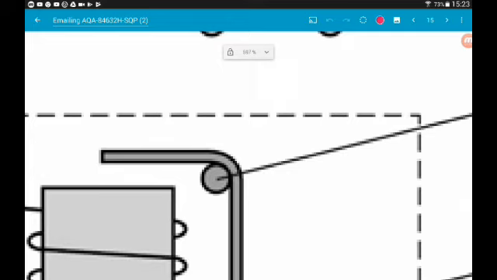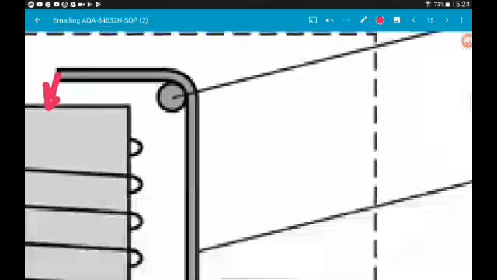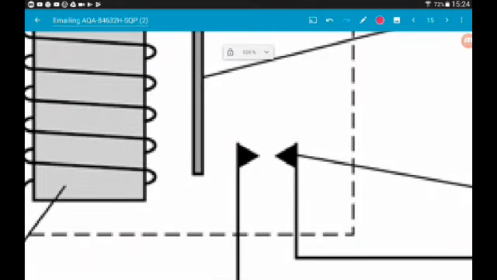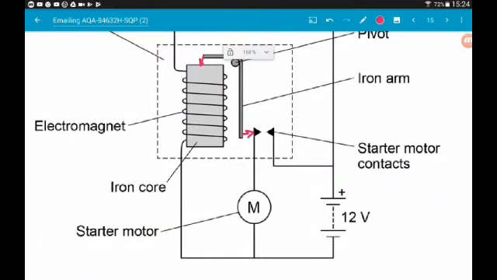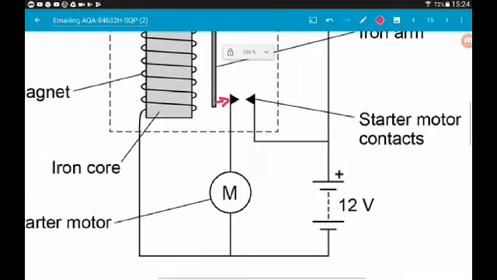So this arm is going to hit the magnet. Now, this arm is going to push the starter motor contacts together. So then, when the starter motor contacts make contact, the starter motor circuit is complete. So a current is then flowing through the starter motor. So the starter motor will start. Cool.